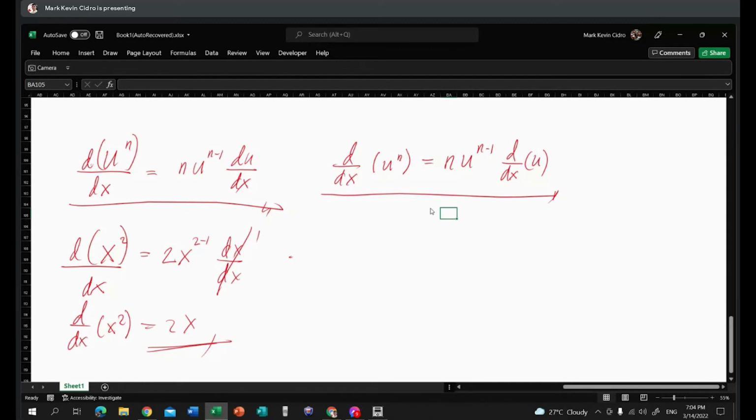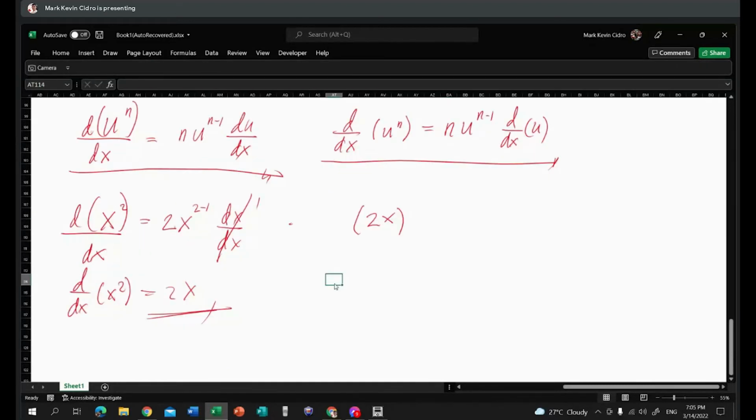Okay, example. If we have, say, 2x, the whole of 2x including 2, raised to, say, 4. This time, take note, your u is 2x and your n is 4. Take note, your n should not contain any variable. Dapat your n is constant. Pwede n is 1, basta kailangan constant lang siya. Iba na kasi kung hindi constant, iba na yung formula na gagamitin.